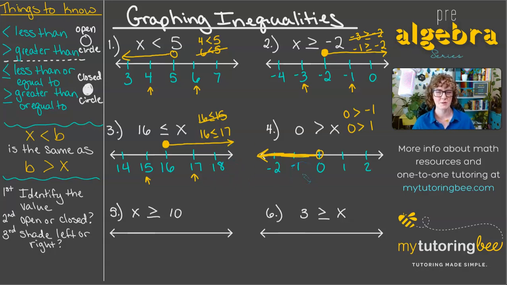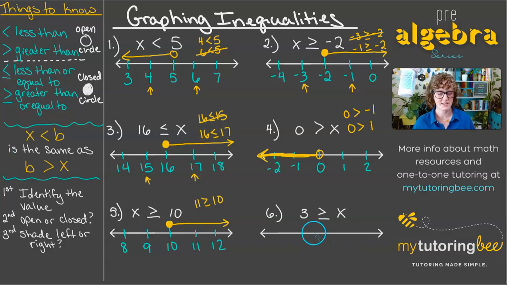On these last two problems, I encourage you to pause the video and try them out on your own and then resume and see how you did. All right, so our value for number 5 is 10, and then we should have a closed circle above that 10. x is greater than or equal to 10, so out of 9 and 11, 11 is going to be the one that satisfies that inequality, so we're going to shade to the right.